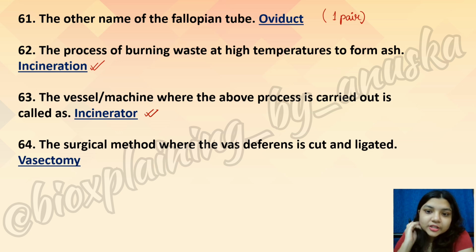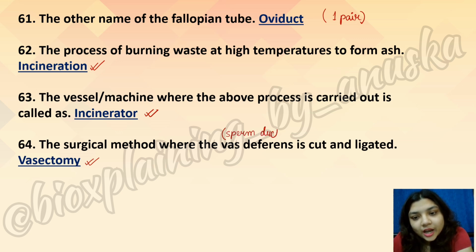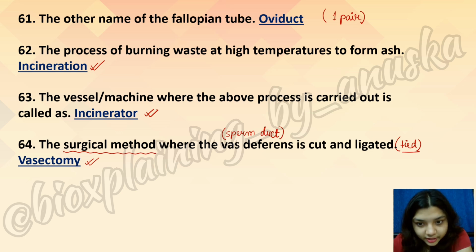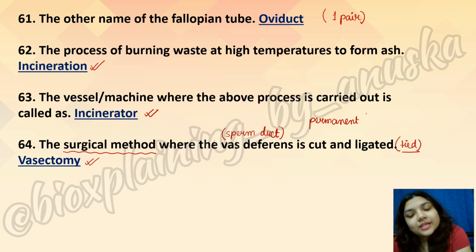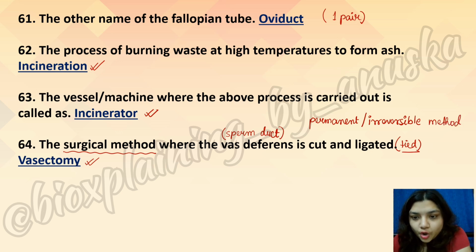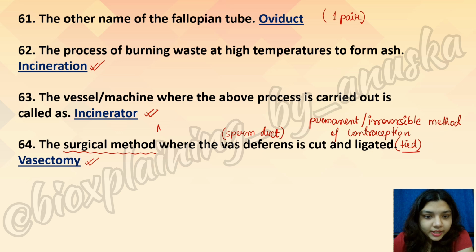Then, surgical method where the vas deferens is cut and ligated, vasectomy. So, what is done in this method? The sperm duct of the male is cut and then it is ligated, meaning it is tied. So what is this method used for? This is a surgical method which is a permanent or irreversible method of contraception in case of males. What do we call it to be? Permanent or irreversible method of contraception. And goes without saying that it is done in the males.